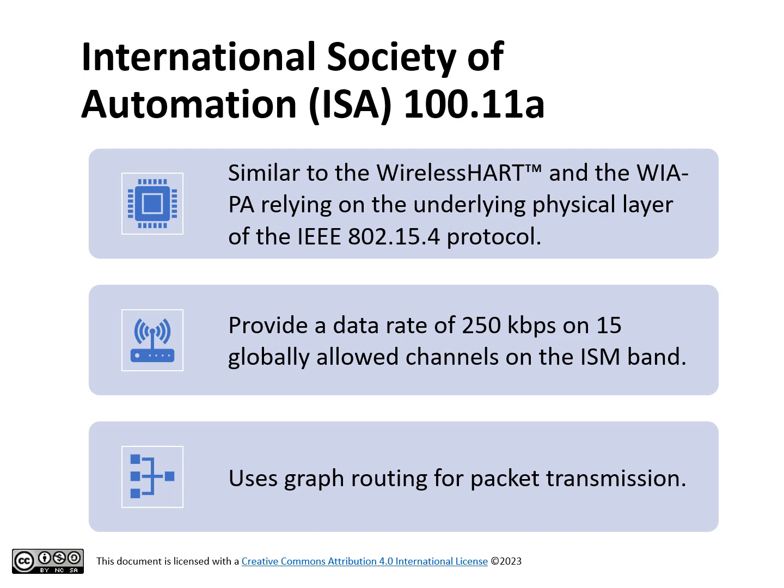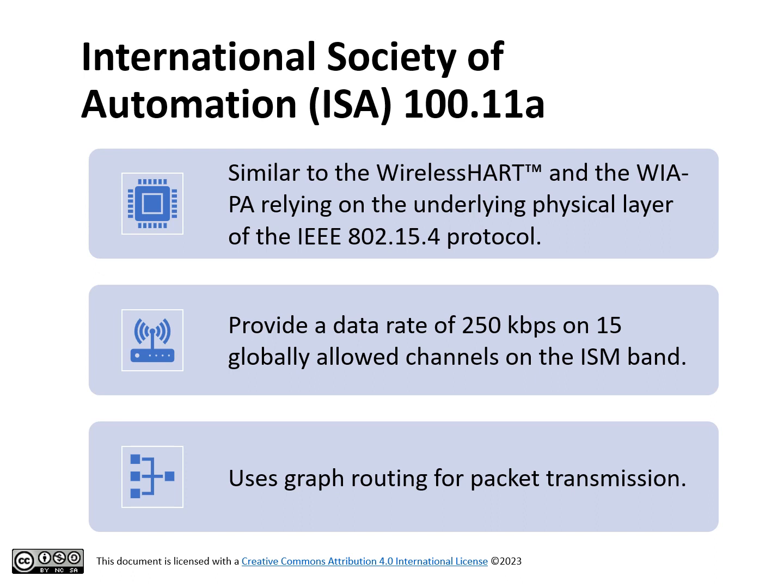The ISA 100.11a standard is similar to the wireless HART and the WIA-PA in that they all rely on the underlying physical layer of the IEEE 802.15.4 protocol. They all provide a data rate of 250 kilobits per second on 15 globally allowed channels on the ISM band.